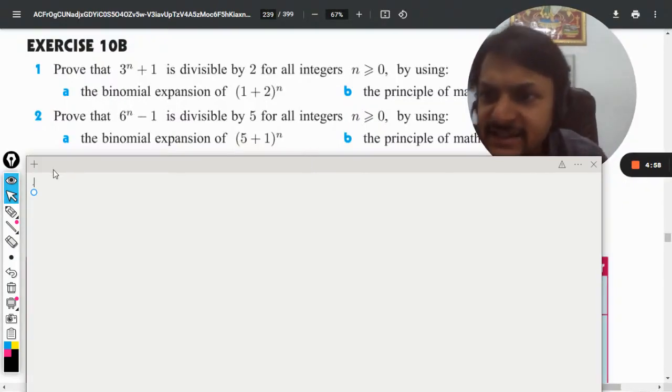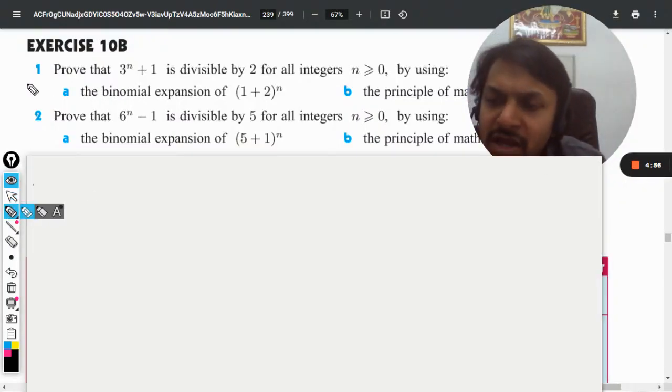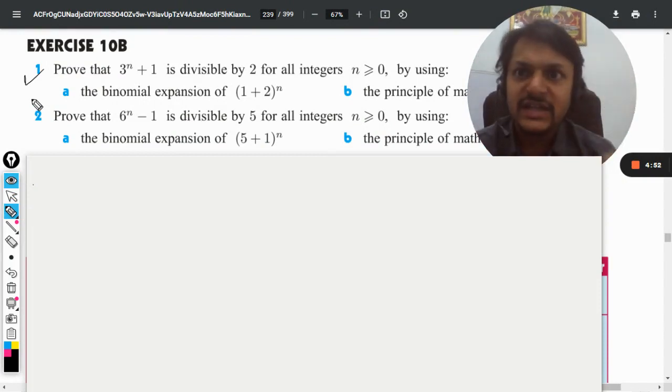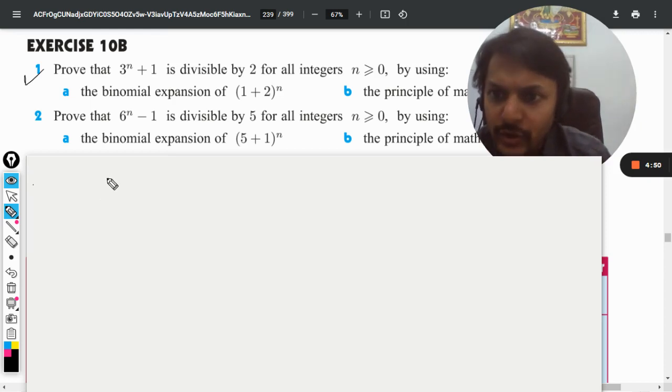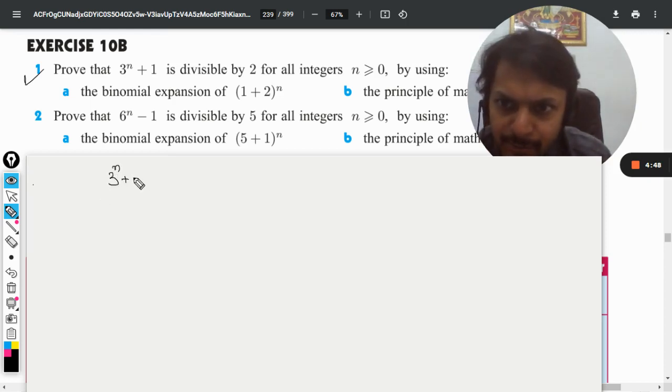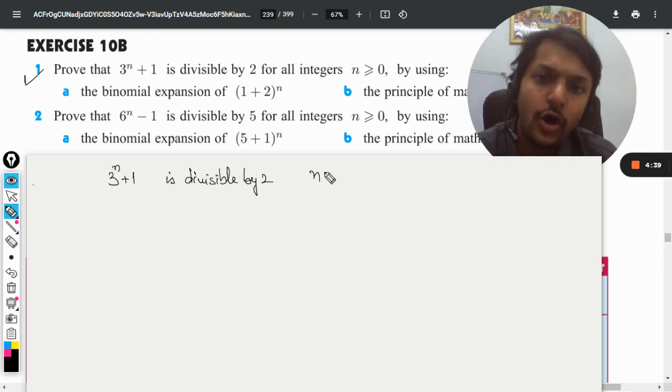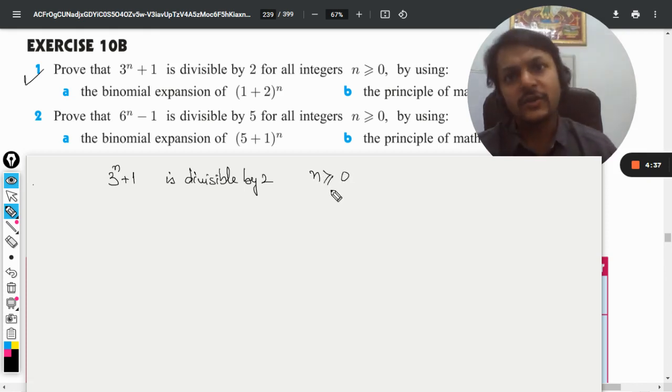Okay, dear students, let us take one example now. Let us do this question number one. Now, the proposition is: prove that 3 raised to power n plus 1 is divisible by 2 for all n greater than or equal to 0.